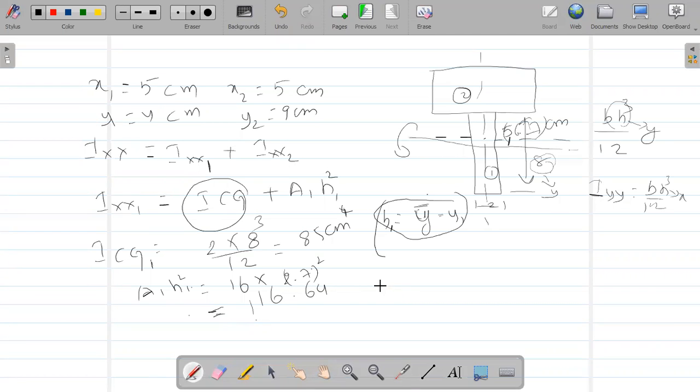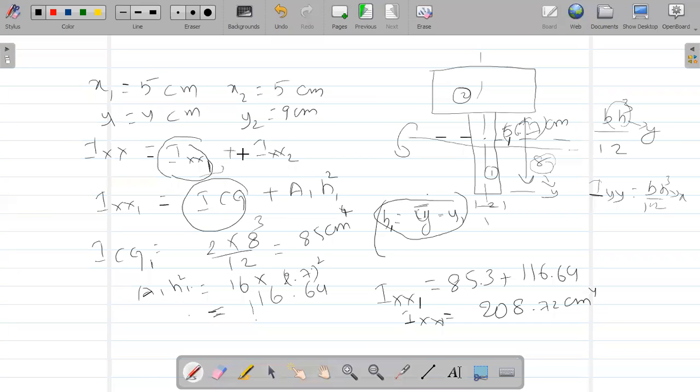Then you have to find the Ixx1. Now my Ixx1 is equal to 85.3 plus 116.64. The answer you will get here is 208.72 centimeter to the power of 4. This is your Ixx1 value. You have calculated this value. Yes, 208.72. Very good. So next we will calculate the second, Ixx2.